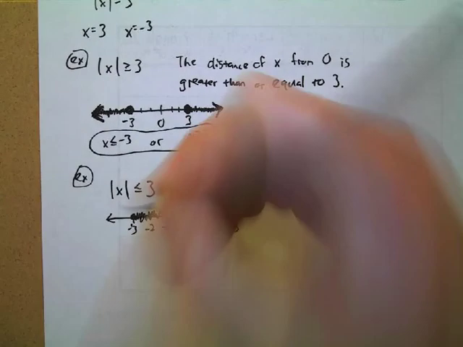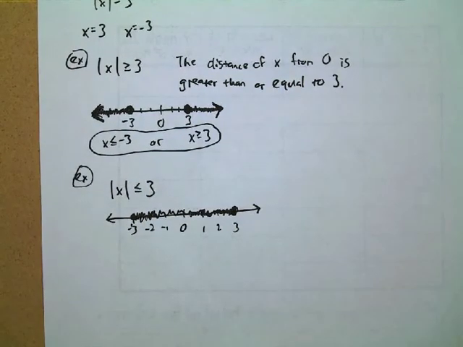Okay, so that's a little bit weird. Let me repeat that. I want to be 3 units away, or less than that. I want my distance for x to be less than 3 units away. So again, if I go exactly 3 units out, I'm here. If I want to be less than that, I'm going to go to the left.